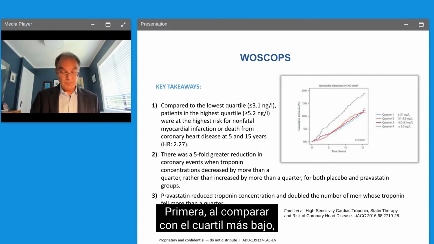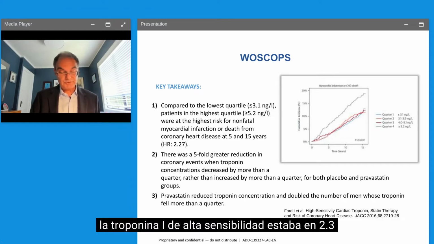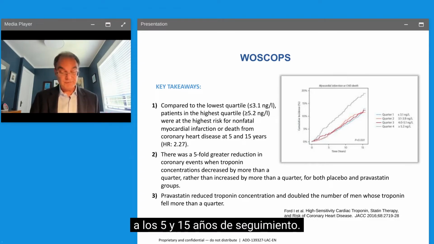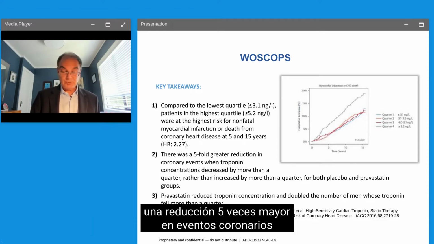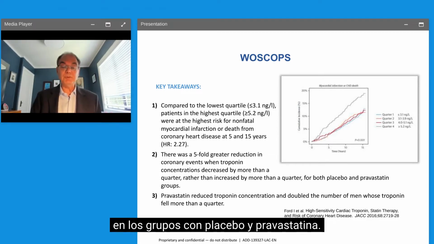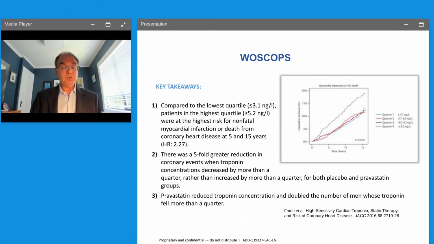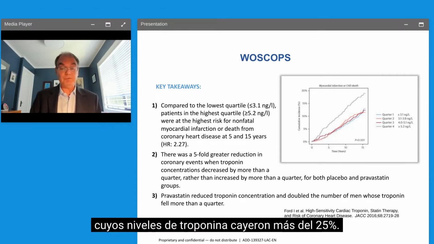First, compared with the lowest quartile, participants in the highest quartile of baseline high-sensitivity troponin I were at 2.3-fold higher risk of myocardial infarction or death from coronary heart disease at both 5 and 15-year follow-up. Secondly, and more uniquely, because of the longitudinal design, the investigators demonstrated a five-fold greater reduction in coronary events when troponin concentrations decreased more than 25% compared with when it increased 25% or more, in both the placebo and the pravastatin groups. And third, pravastatin actually decreased high-sensitivity troponin levels, and it doubled the number of men whose troponin levels fell more than 25%.